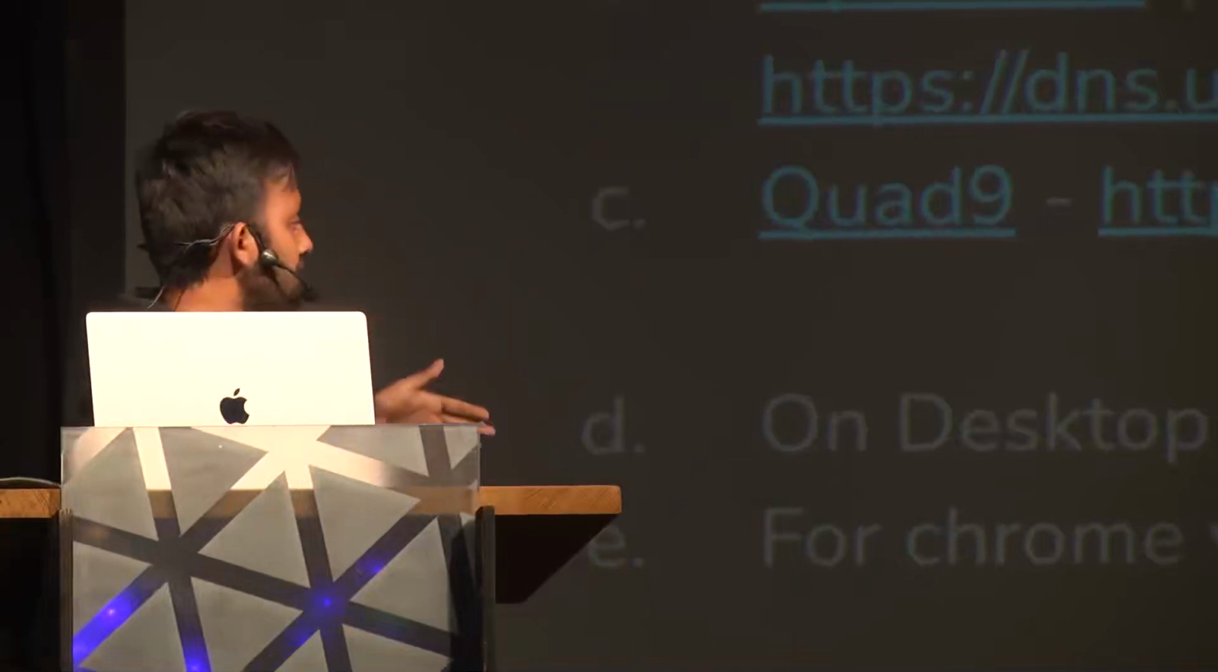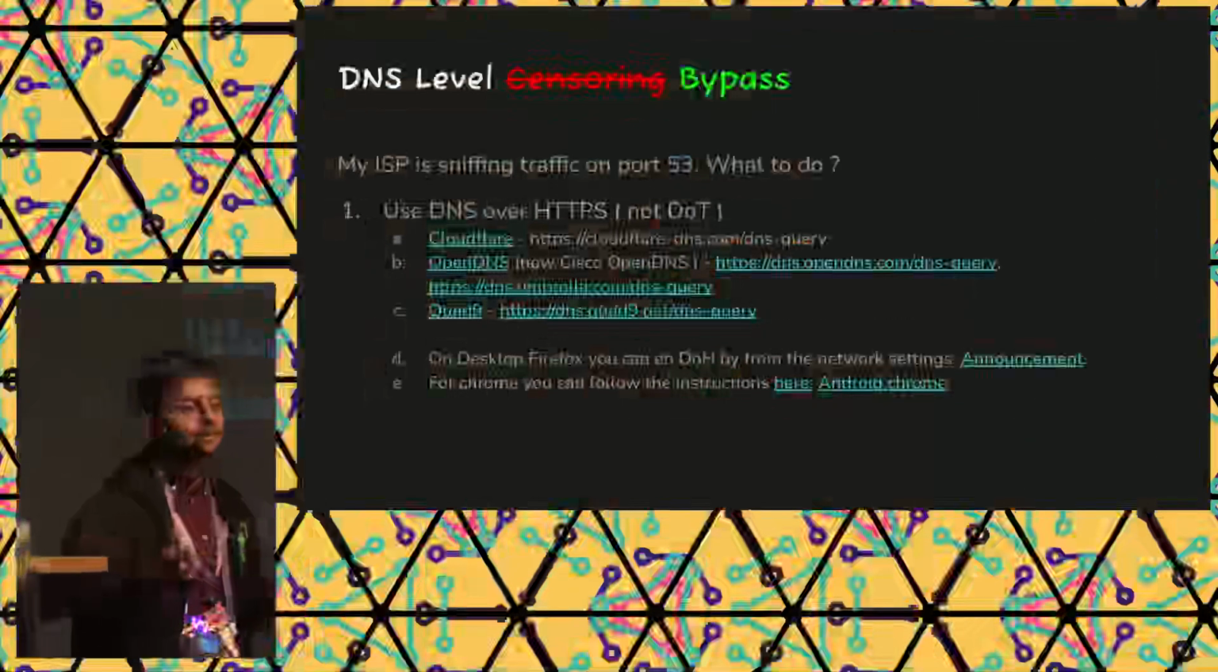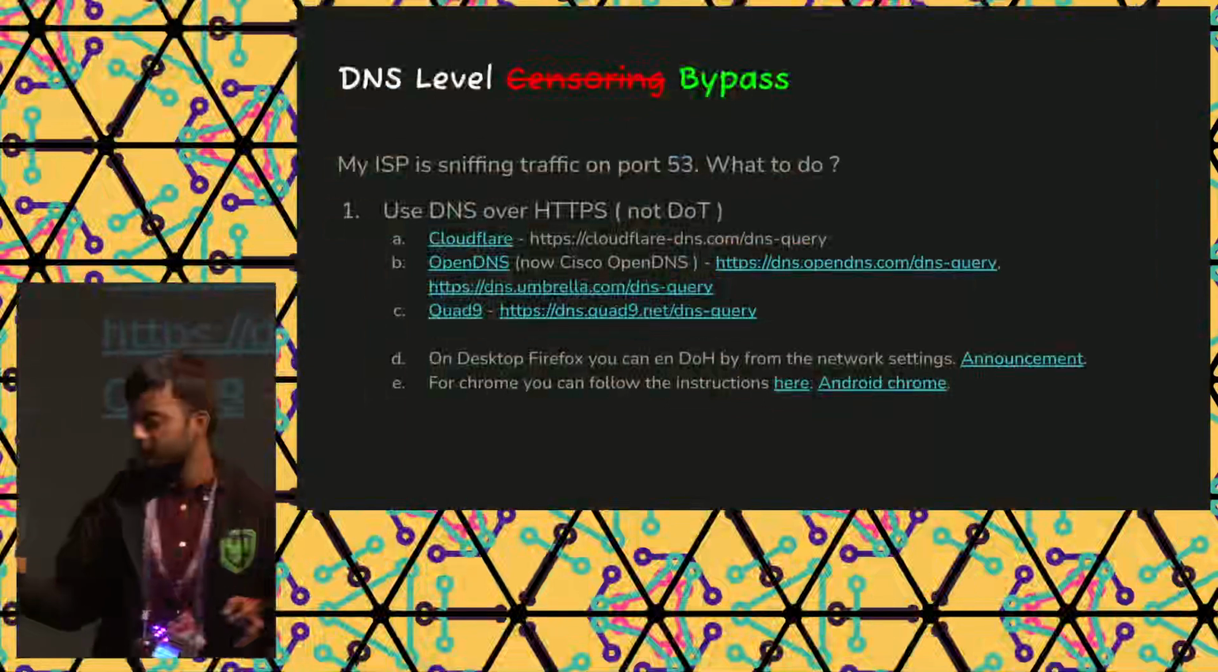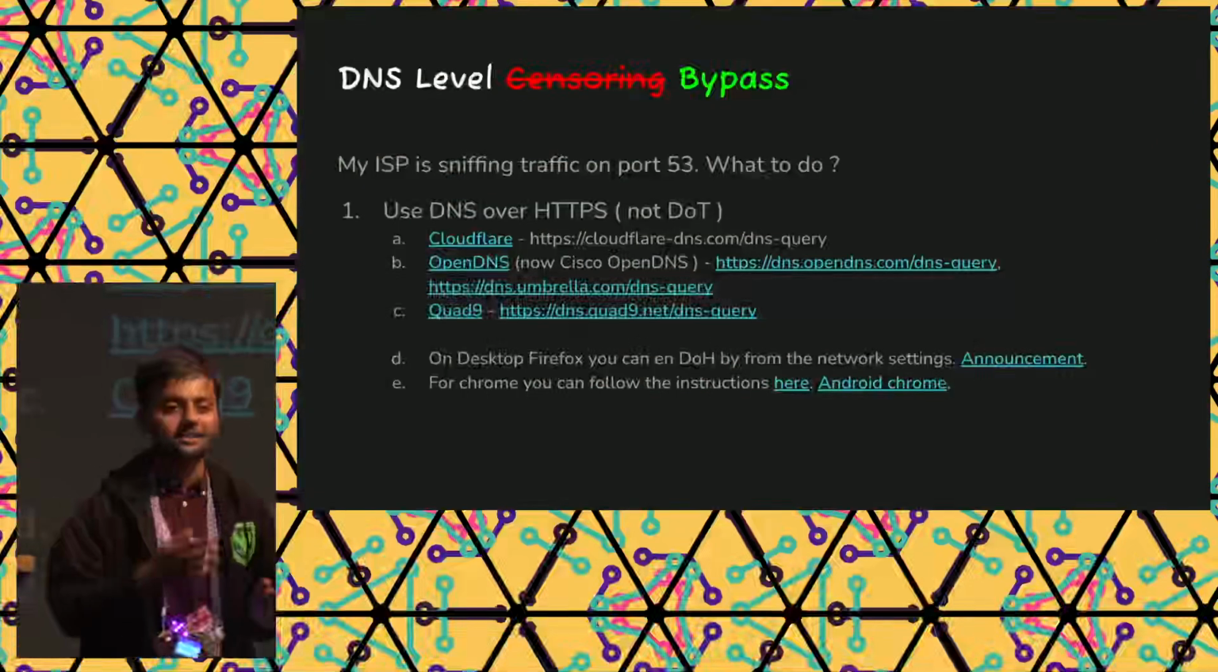On desktop Firefox, you can even have DoH from the network settings itself. DoH is not enabled on Android till now. You can have DNS over TLS. I have it on my mobile phone. In some countries, that's not preferred.